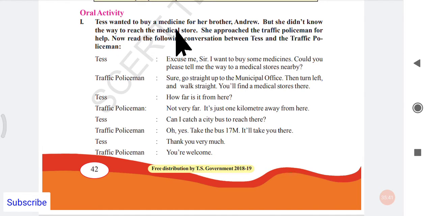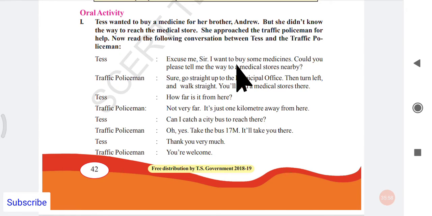Next we have an oral activity here. Tess wanted to buy medicine for her brother Andrew, but she didn't know the way to reach the medical store. She approached the traffic policeman for help. Now read the following conversation between Tess and the traffic policeman to know the address.